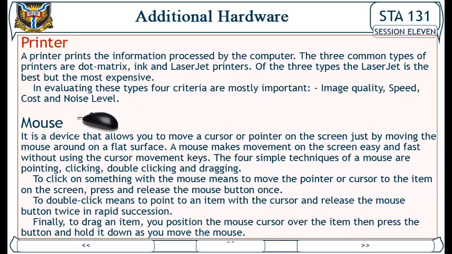To click on something with the mouse means to move the pointer or cursor to the item on the screen, press and release the mouse button once. To double-click means to point to an item with the cursor and release the mouse button twice in rapid succession. Finally, to drag an item, you position the mouse cursor over the item, then press the button and hold it down as you move the mouse.